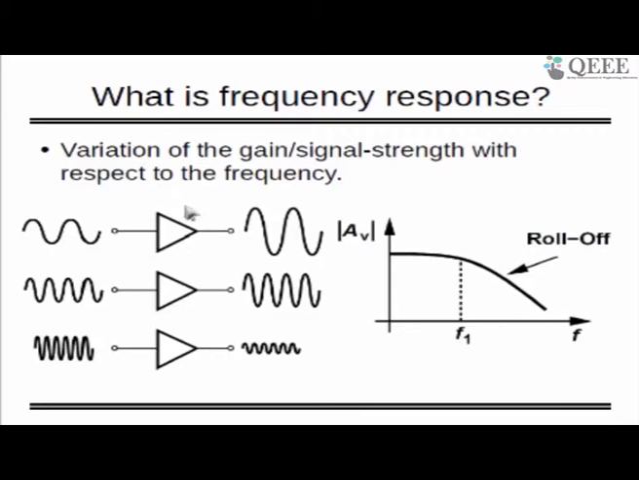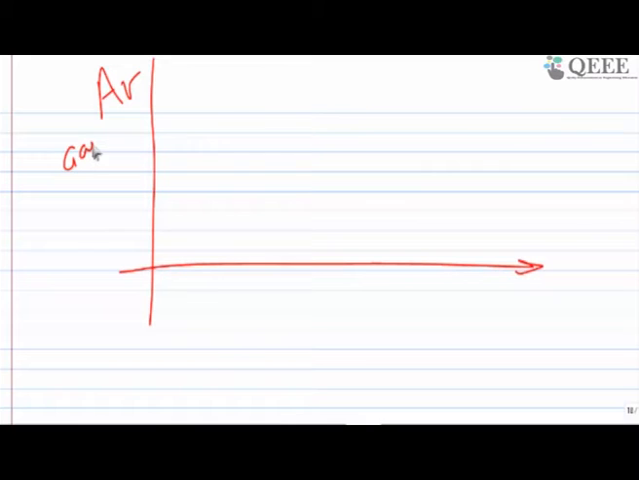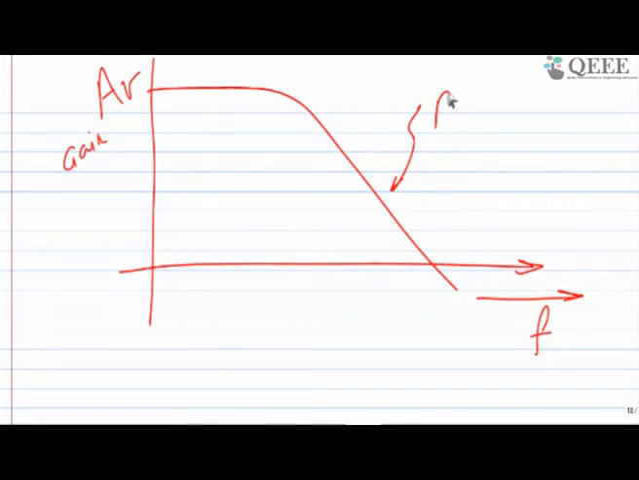There are three diagrams I have shown. In that diagram, one is giving amplification, one is giving more or less not amplification, but the frequency is changing, and the third one is giving attenuation. So in this frequency response, AV is the gain with respect to the whole spectrum of frequency, and if this is the case, this is known as roll off.